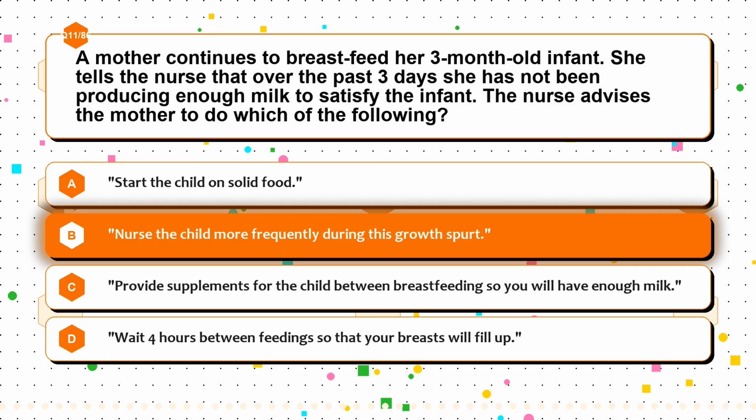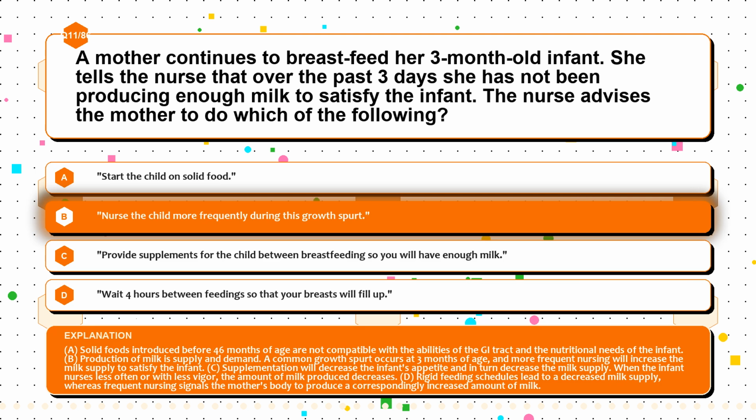The correct answer is option B. Nurse the child more frequently during this growth spurt. Solid foods introduced before 4 to 6 months of age are not compatible with the abilities of the GI tract and the nutritional needs of the infant.